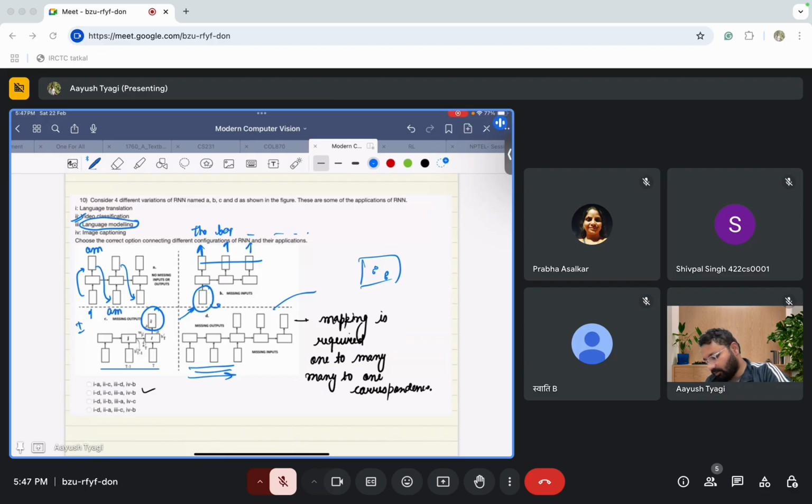"I am", "walking" should be the input, walking here, next word should be "to". So maybe that's what the question meant. So there can be multiple forms of RNNs, and depending upon your application you should be able to see what is the appropriate architecture.